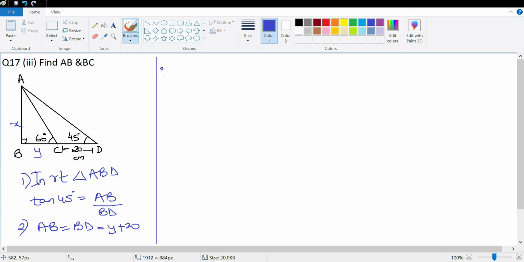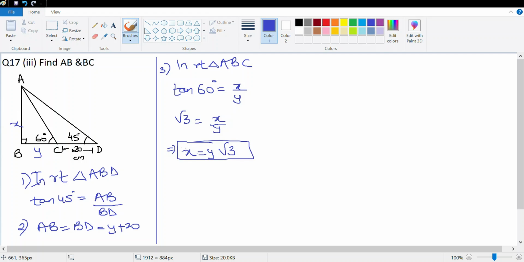So in right triangle ABC, we have tan 60 degree is equal to X upon Y. Yes, tan 60 degree is equal to AB upon BC, which is equal to X upon Y. Tan 60 degree is root 3. So root 3 is equal to X upon Y, which means X is equal to Y root 3.